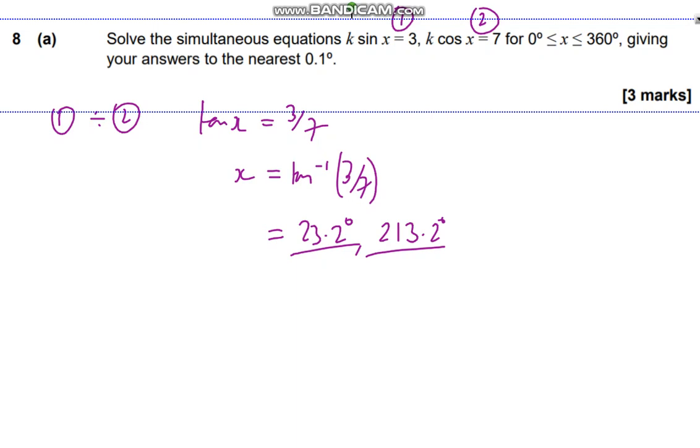So those are our answers for x, but we need to find an answer for k as well. And so if we just go back to equation 1, k is going to be 3 divided by sin of either of these, which will both be the same, because that's what we just worked out, of course. So we'll just go for the smaller one, and that gives us k as 7.62. That's 0.1 degrees, so it doesn't really matter what we put for k.